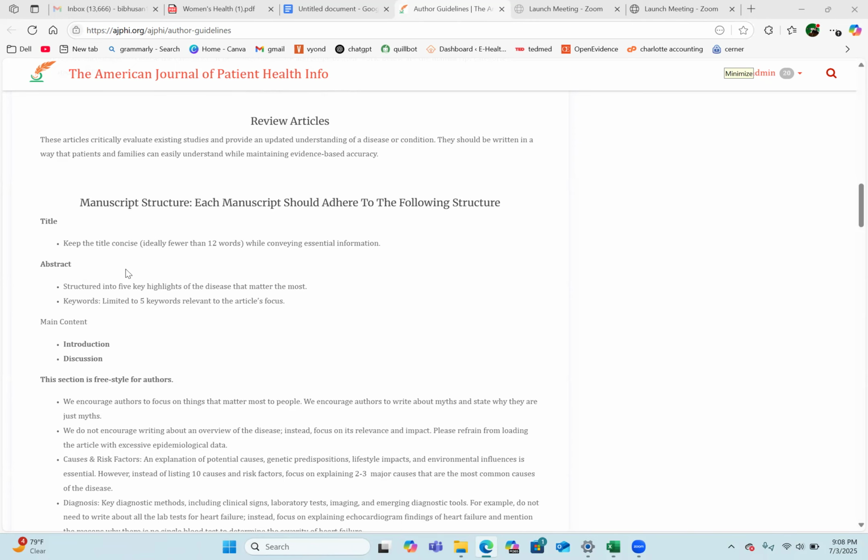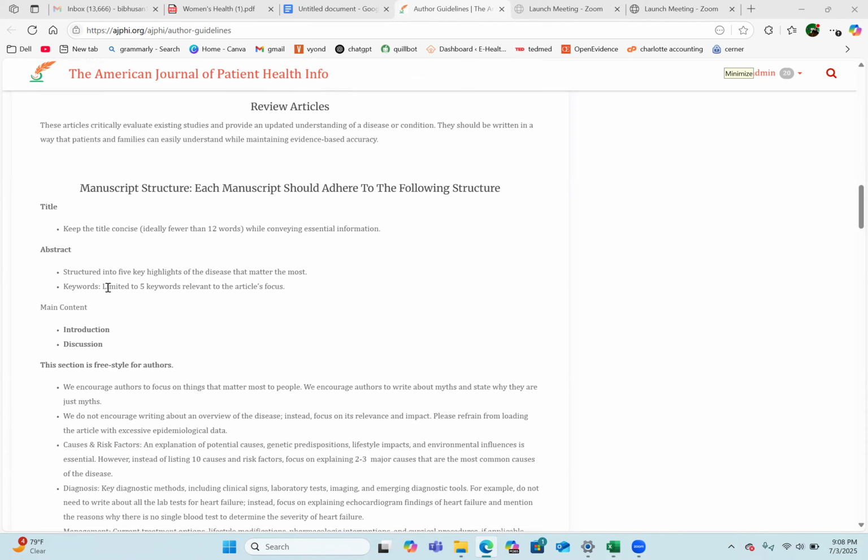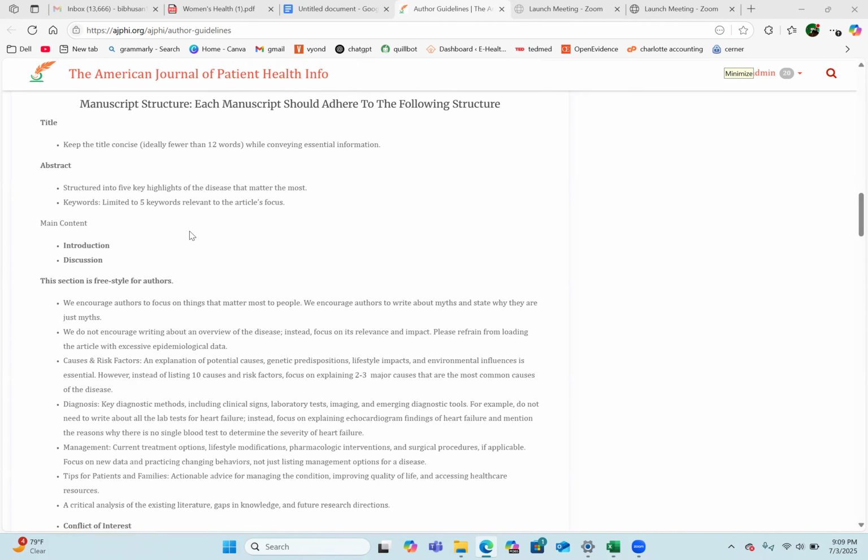Abstract. This is a very common mistake I've seen. People write an abstract in a structured format, but at AJPHI, we write the abstract in 5 bullet points, and we try to explain 5 specific things that are important for patients and families. So 5 bullet points for abstract, simple, no structure, and limit to 5 keywords.